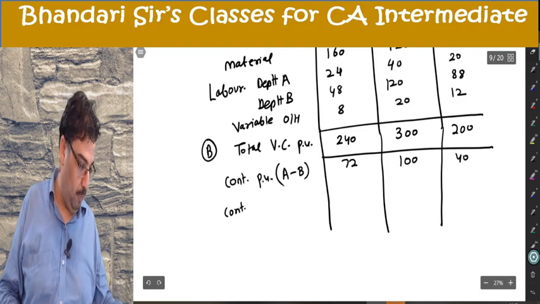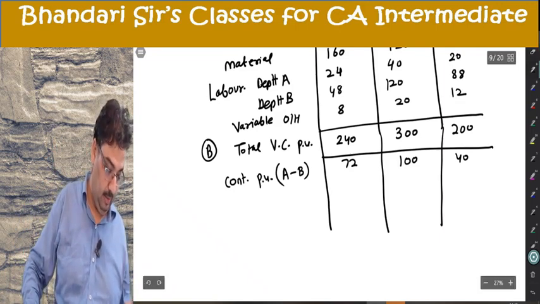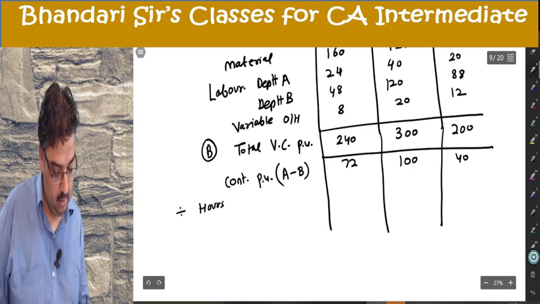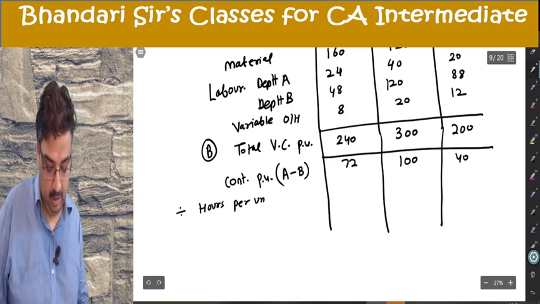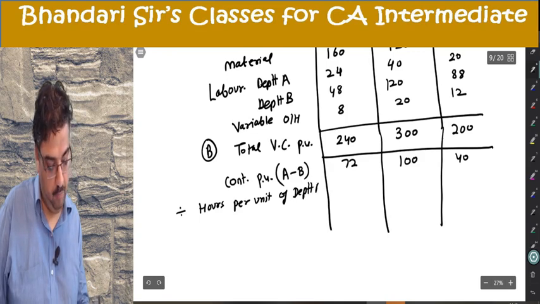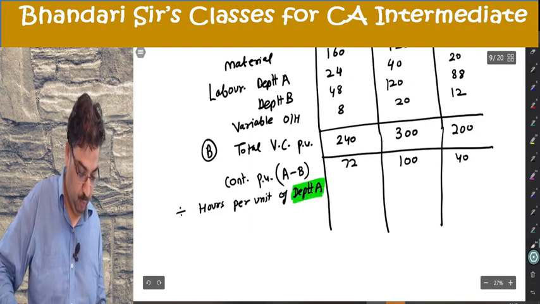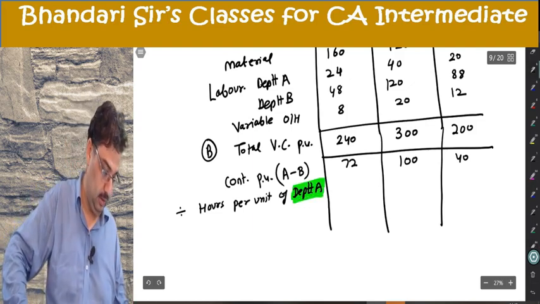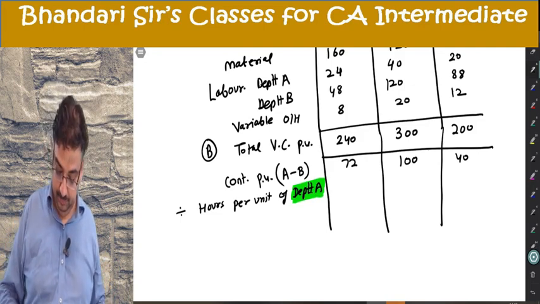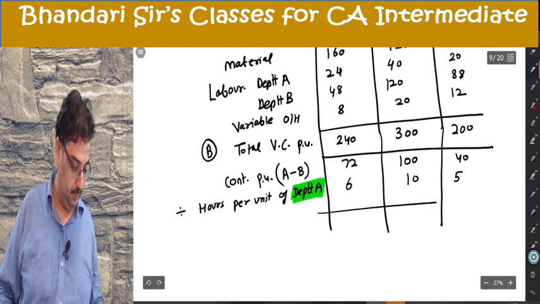I want to compute contribution per hour of department A. Divide by hours per unit of department A. Now concentrate there. My focus is on department A, nothing else, because department A labor hours are my constraint. 6, 10, 5.